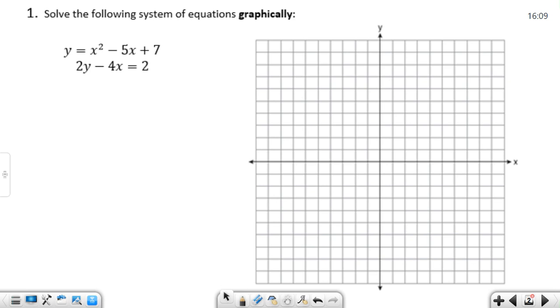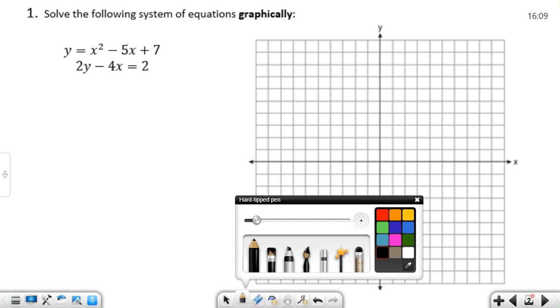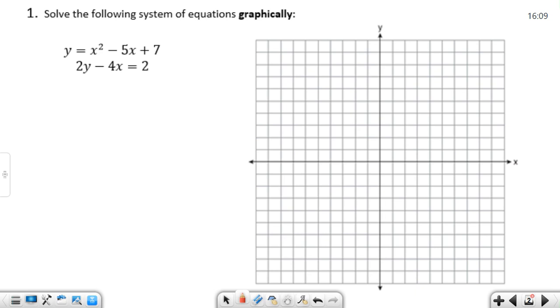If we look at example 1 here, it says solve the following system of equations graphically. The first thing we should notice is that this system of equations is not linear. It's a mixture. We have a quadratic, and remember, we can recognize a quadratic by the x squared term, and then we have a linear. If you remember, we did these back in 5.2, which was solving other systems of equations.